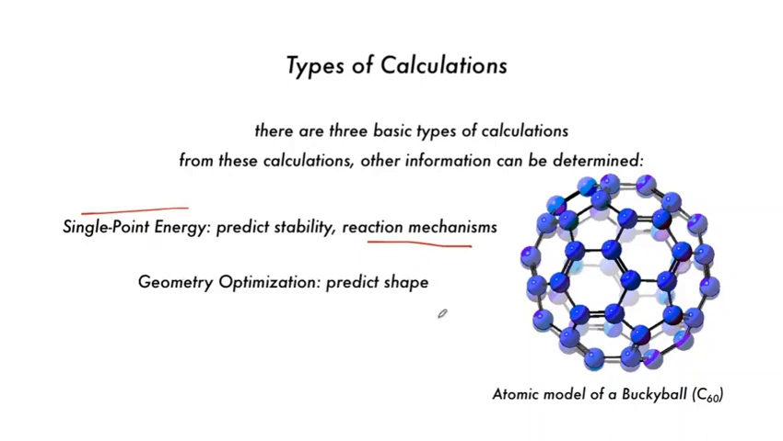Geometry optimization is where you're predicting the shape. Maybe you want to know how 2 water molecules interact with each other. You want to know what the angle is between them. Do they interact linearly, or is there a twist? Because of the formation of a hydrogen bond, does one of the bond lengths change? That sort of thing. Frequency calculations are to predict spectra.